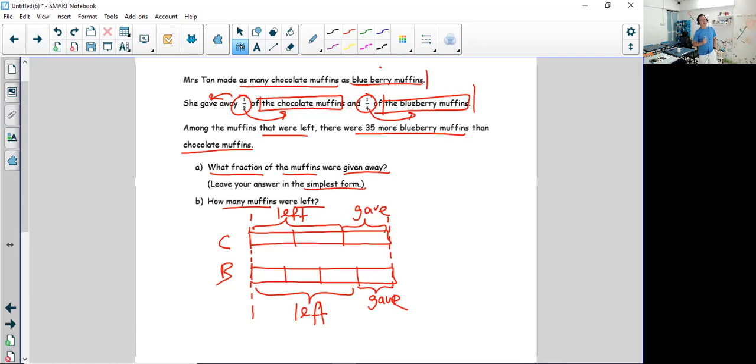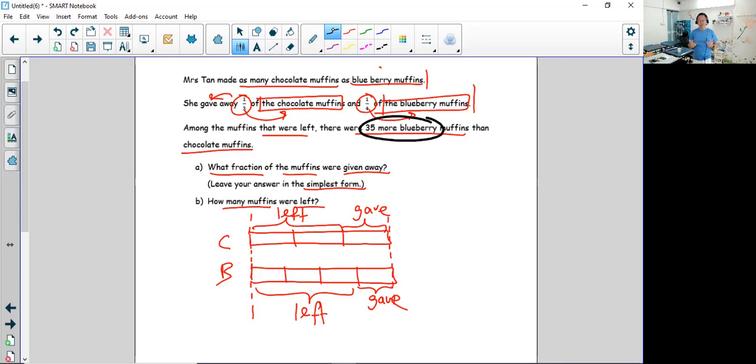And among the muffins that were left, there were 35 more blueberry muffins than chocolate muffins. Now, if I don't know how to put this into the model, then you can actually skip, ignore. So in the workshop, I will be telling you also that when you can't put anything inside the model, then you skip, right? You don't have to force yourself to put anything inside, right? So you can always leave it alone.